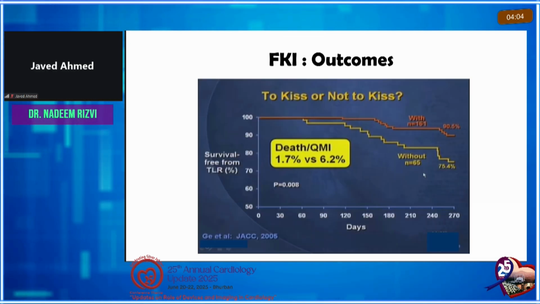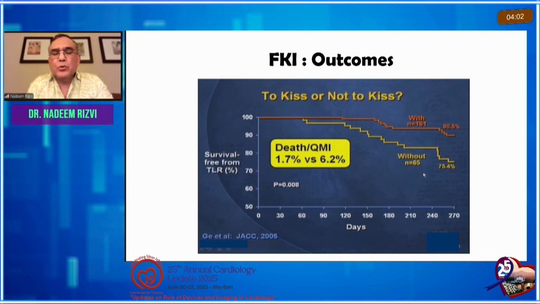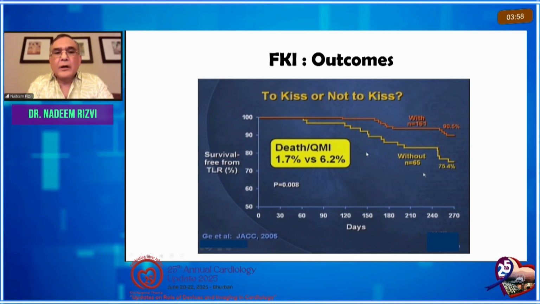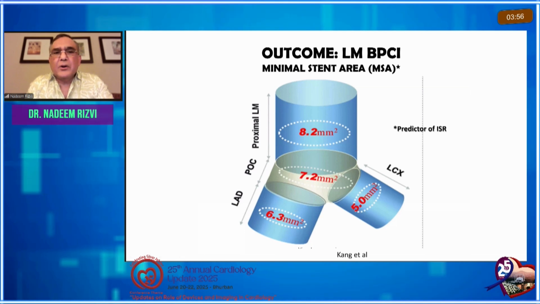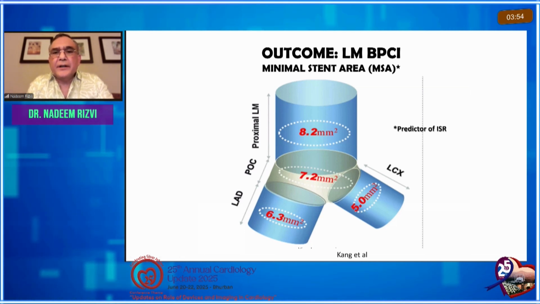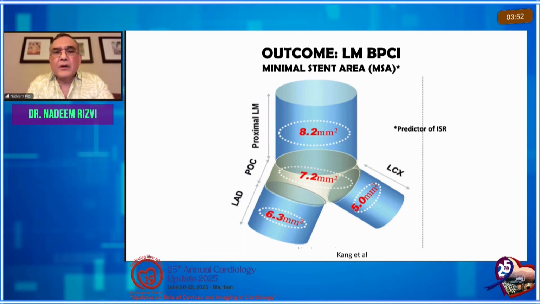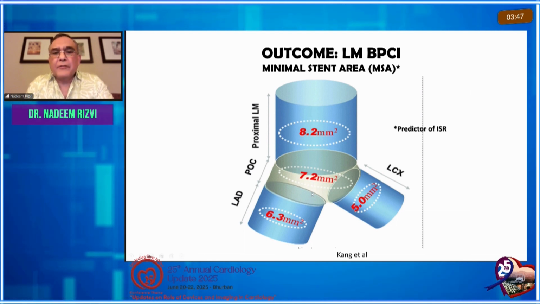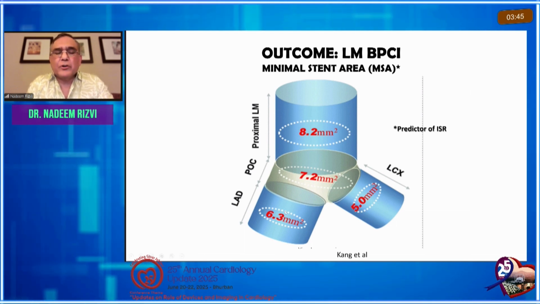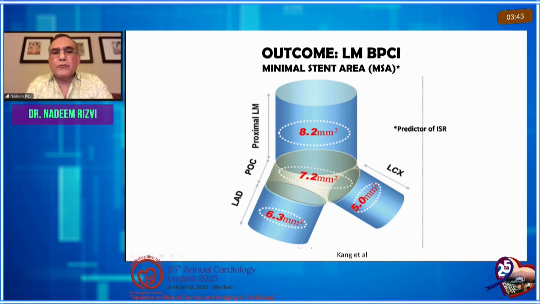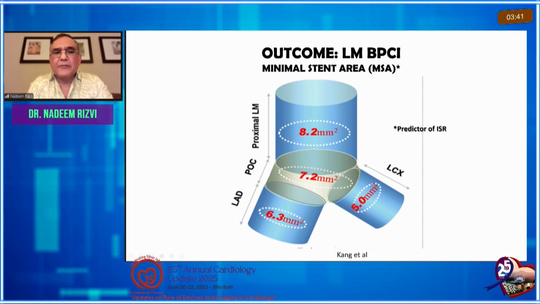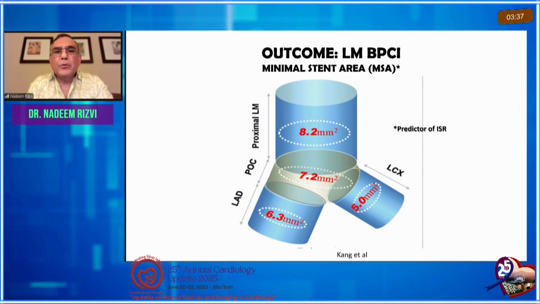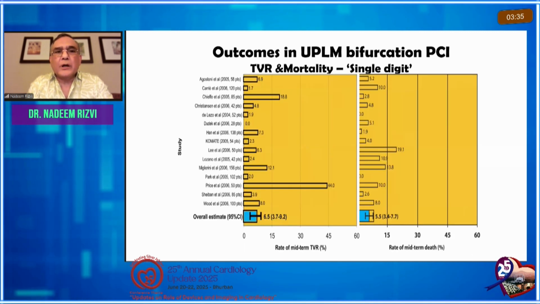Kiss or not kiss, despite everything, final kissing balloon does make a difference in death and Q wave MI. Now, everyone knows this: the minimal stent area is a predictor of ISR as well as outcomes, and 5, 6, 7, 8 is the usual formula. 5 for the left circumflex ostium, 6 for the ostial LAD, 7 for the confluence, and 8 for the left main. Anything above is fine, but anything below will give you a poor outcome.